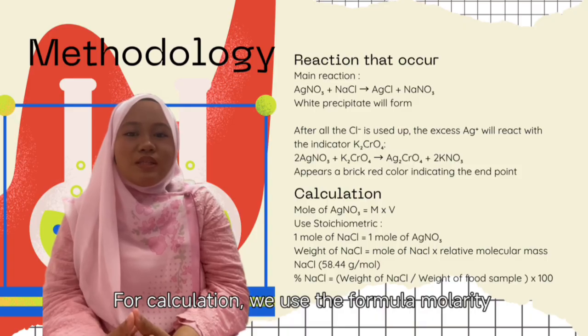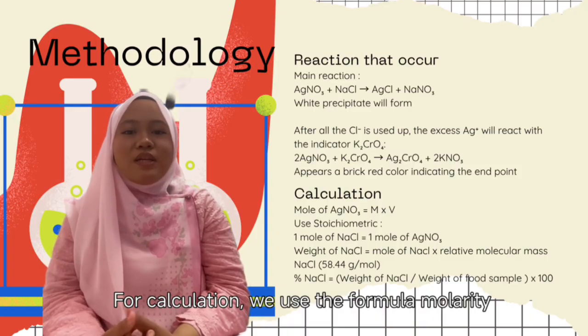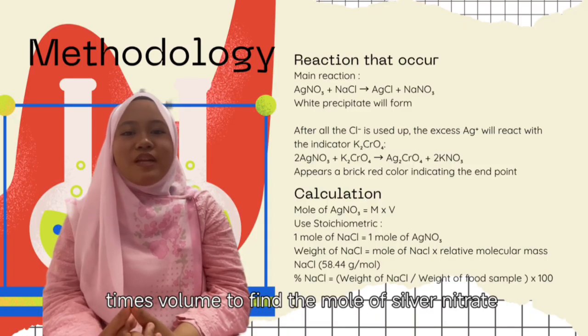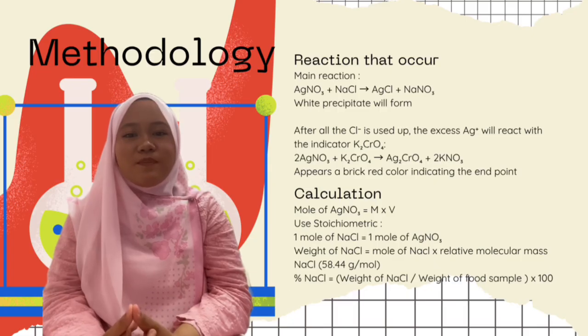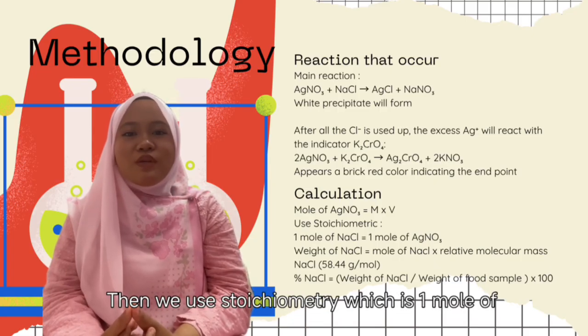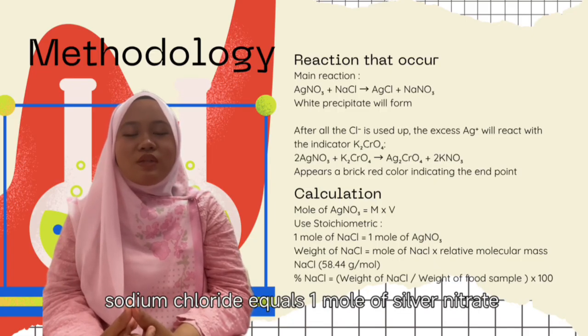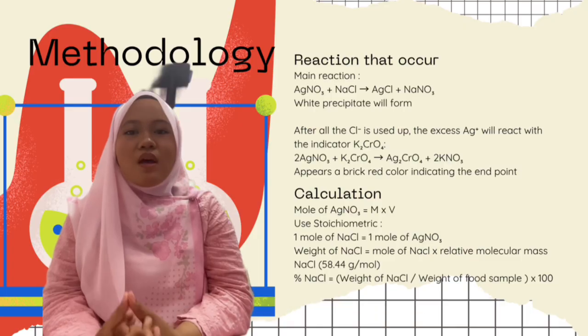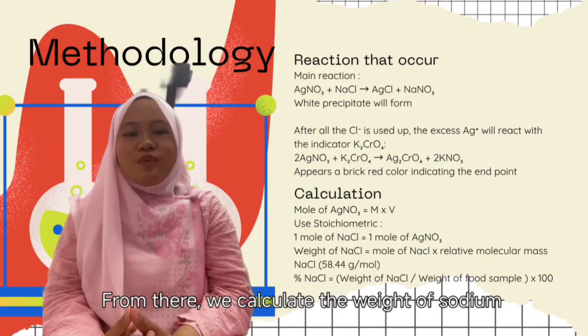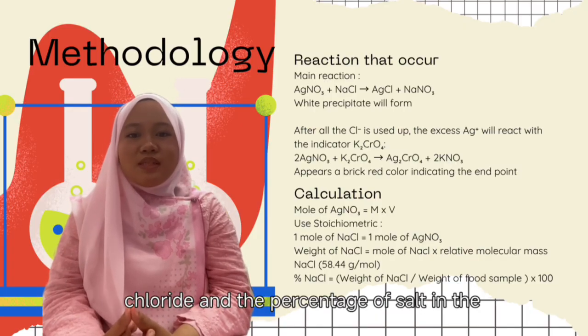For calculation, we use the formula molarity times volume to find the mole of silver nitrate. Then we use stoichiometry, which is 1 mole of sodium chloride equals 1 mole of silver nitrate. From there, we calculate the weight of sodium chloride and the percentage of salt in the food sample.